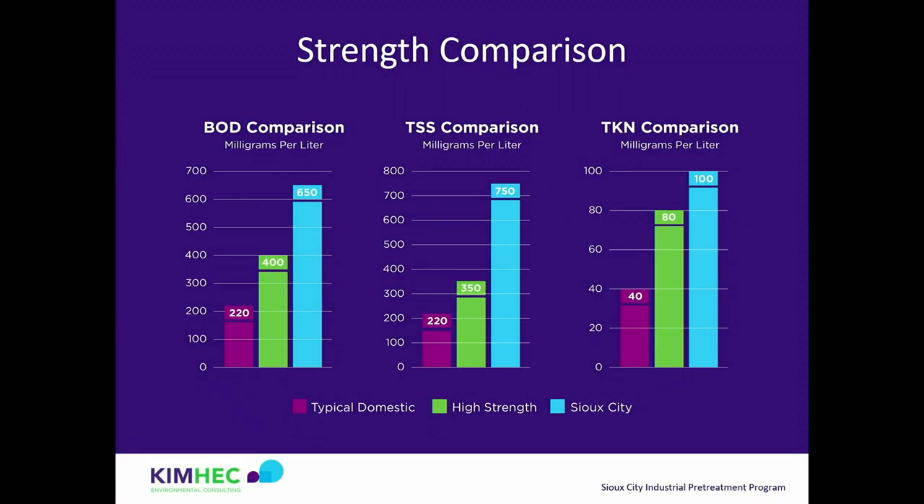This next slide, I think you guys have seen before. It's just a reminder of what typical domestic wastewater is compared to high-strength domestic, compared to what Sioux City frequently treats. The blue bar all the way to the right for BOD, TSS, and TKN shows you that Sioux City has significantly higher strength wastewater than most municipal wastewater treatment plants. So that's the only point of that slide.